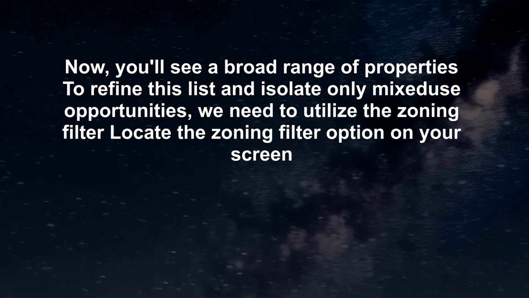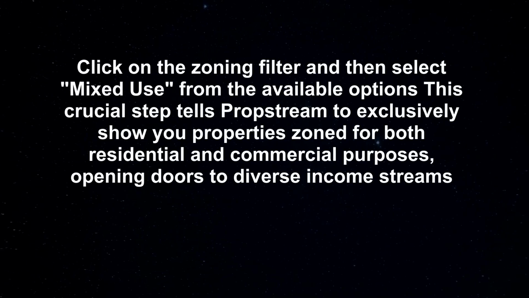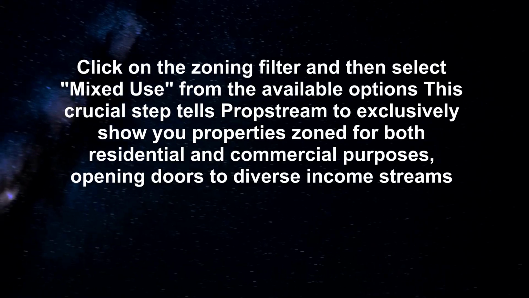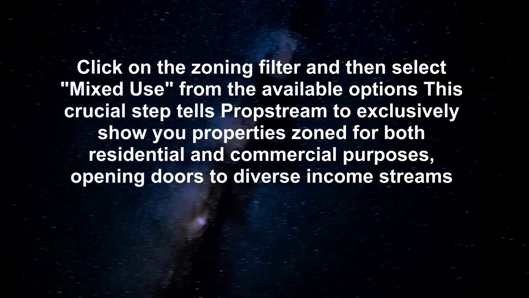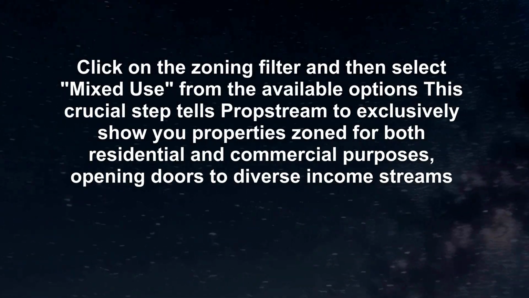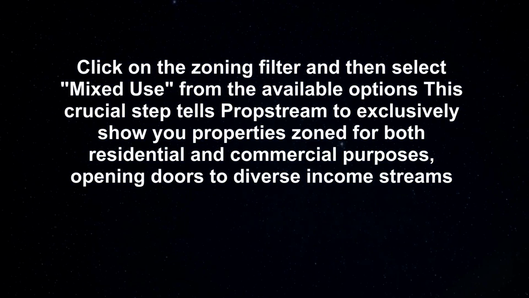we need to utilize the zoning filter. Locate the zoning filter option on your screen. Click on the zoning filter and then select mixed use from the available options. This crucial step tells Propstream to exclusively show you properties zoned for both residential and commercial purposes, opening doors to diverse income streams.